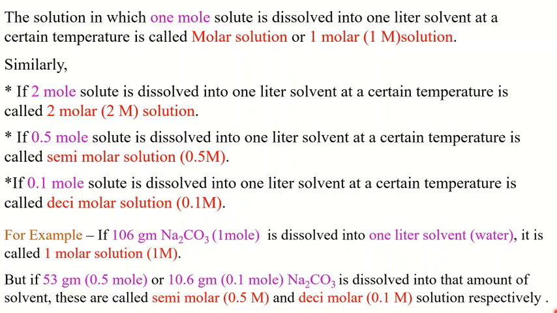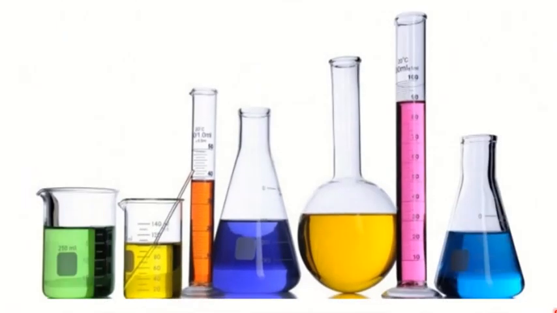And if 10.6 gram or 0.1 mole of sodium carbonate is dissolved in 1 liter of water, then the solution becomes a decimolar solution. In the same way, if 1 mole of any solute is dissolved in 1 liter of water, then it is called the 1 molar solution of that substance.